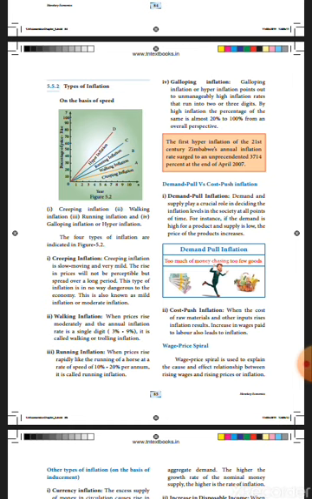Now galloping inflation or hyperinflation is unmanageable and runs into 2 or 3 digits. That is, price level increases at a rate of 2 digits or 3 digits. That is called galloping inflation or hyperinflation, almost 20% to 100%. Okay. Now, that is enough for this class. We'll see the rest in the next class.